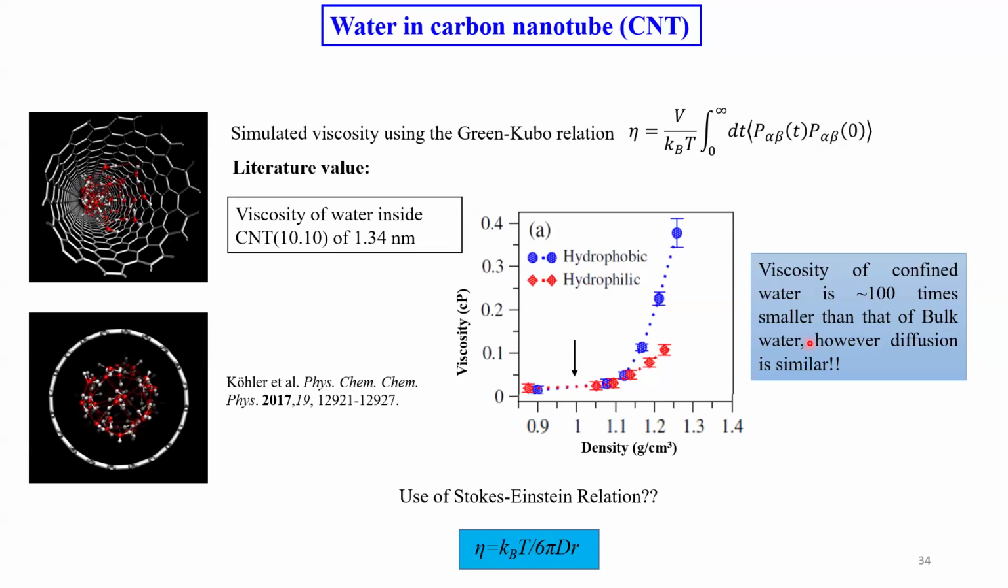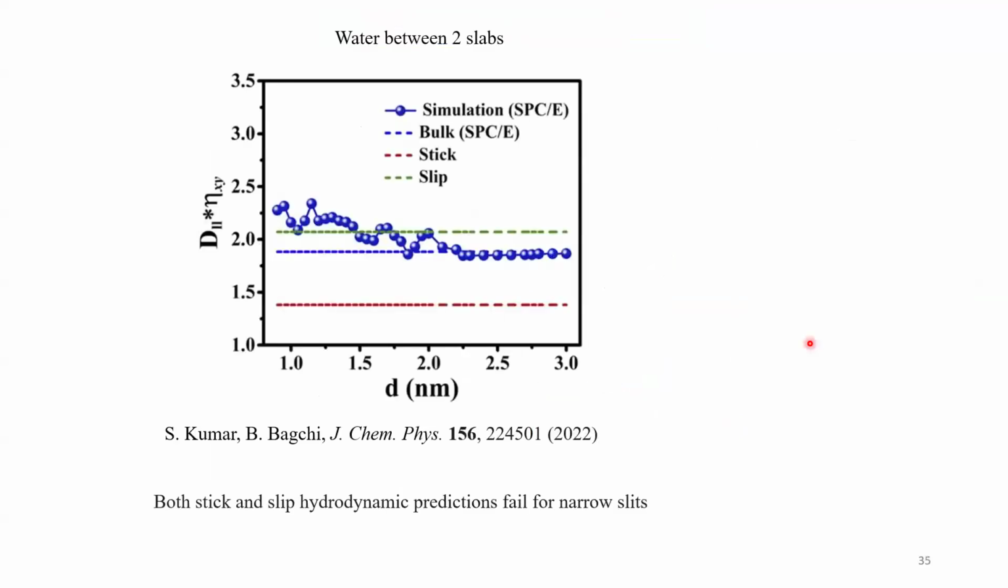And then what is another way to do it? That is the Stokes-Einstein relation. Now you see, in this 2022 paper of Shubham and Professor Bagchi, they have shown nicely that for a confined system, this is basically a slit pore, so basically slab geometry. Two sides are open, so you can still use the Green correlation very well. And they used the Green correlations to get the viscosity and diffusion coefficients parallel to the slab. And you can see very nicely that as the distance between the two slabs decreases, the Stokes-Einstein relation is not followed. Both stick and slip hydrodynamic predictions fail for narrow slits.